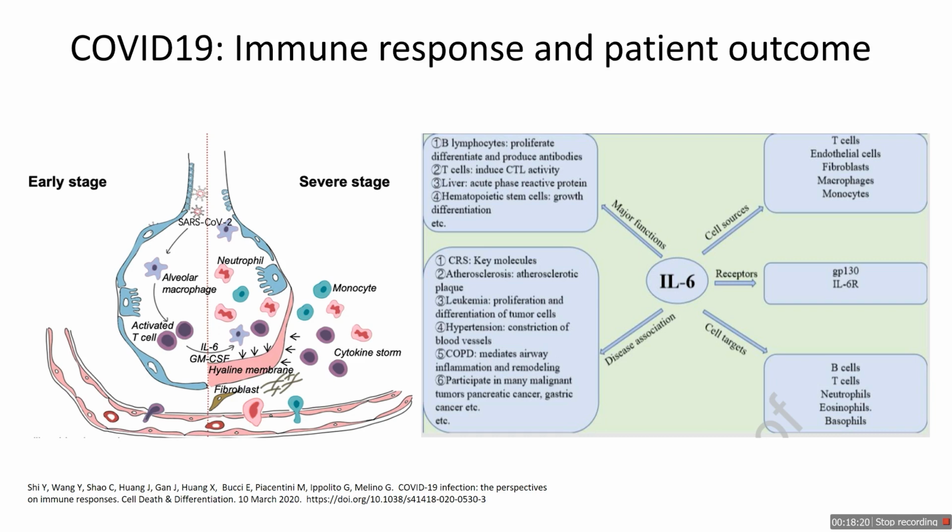On the right side, what you see here is basically a picture of the role of interleukin-6. I'm not going to go into detail, but you can clearly see that it has got a massive effect on the whole immune system as a pro-inflammatory cytokine. And therefore, when we use interleukin-6 inhibitors, that is a way of stopping this severe stage of disease.